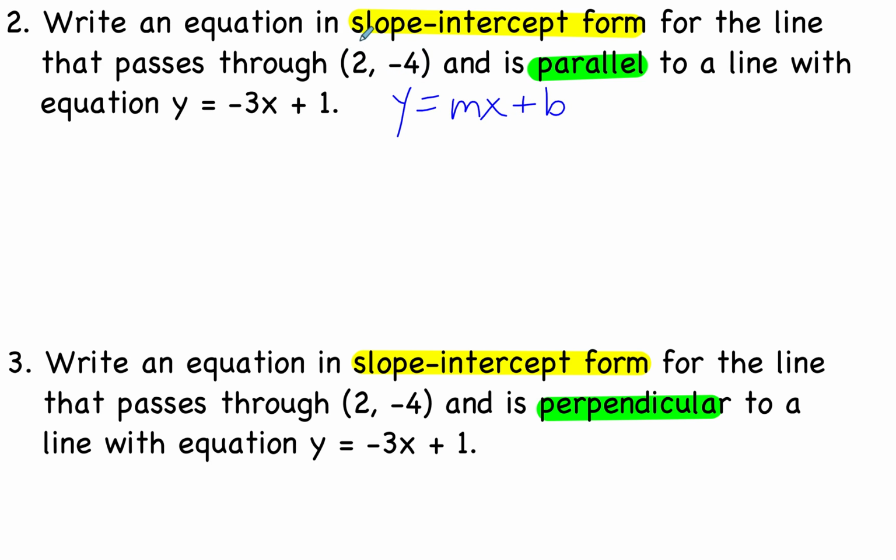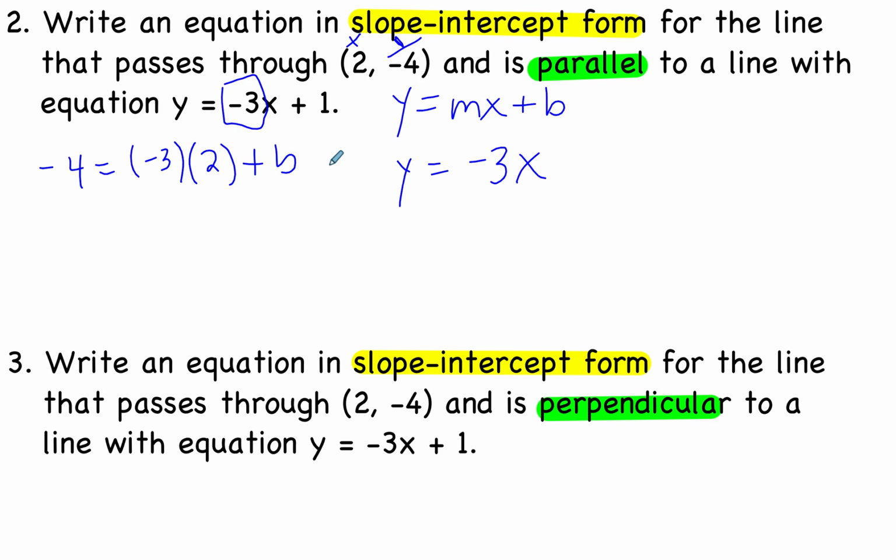We know it goes through this point. We have an x-coordinate and a y-coordinate. And then we also have the slope is -3 because it's going to be parallel, so it has the same slope. So we can substitute in for x, y, and m and solve for b. We already know our equation will be y equals -3x, but we don't know what b is. We need to calculate that. So if we go ahead and substitute for y, the value -4, m is -3, x is 2, and we're looking for b. So this is y equals mx plus b.